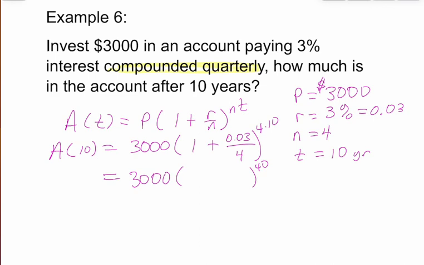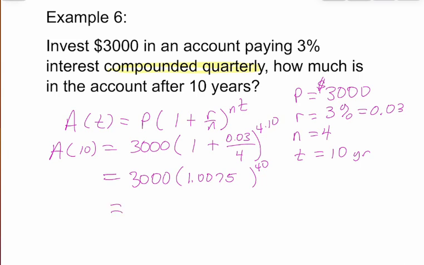Now, 1 plus 0.03 divided by 4 is a long decimal. When at all possible, you want to keep that decimal out, however many places the calculator says, or whatever's on the screen. Even if it fills up the screen, you want to be as accurate as possible. Don't round until the end of the problem. If you had a bank account, they would not round until the end of the problem most of the time.